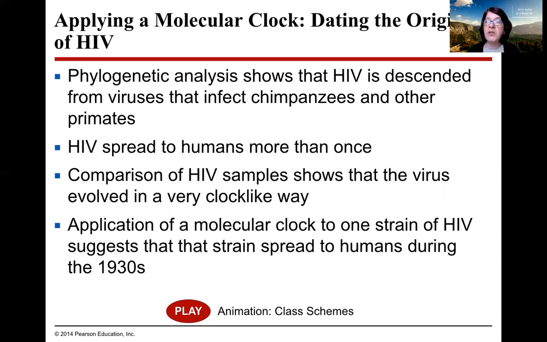Now that virus jumped to humans, and it turns out that HIV spread to humans more than once in the history of life. And if you compare all the different HIV strains, all the different HIV samples, it shows that the viruses actually evolved in a clocklike fashion. And surprisingly, it turns out that one strain of the HIV virus has spread to humans as early as the 1930s.